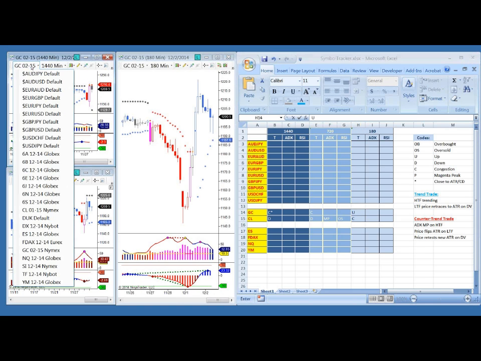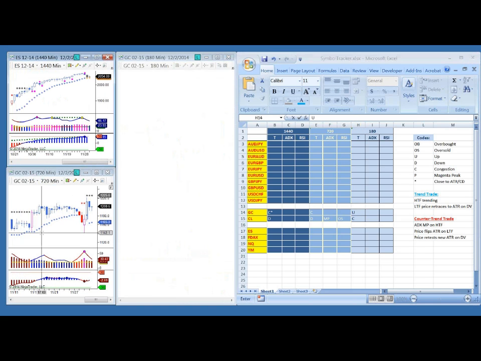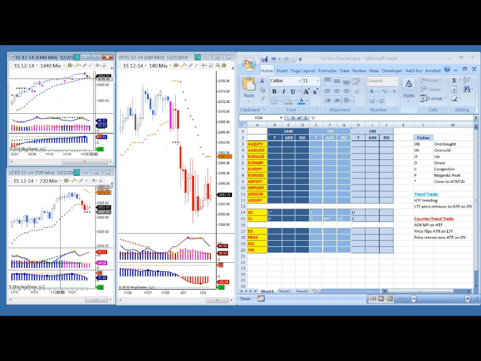Okay, let's go to the ES. All right, ES, we are trending up at an ATR. So I'm going to put T and an asterisk. Tells me it's trend and it's at the ATR. Now we've already had a magenta peak. It's at the ATR, so that's not an issue. But the RSI is overbought.